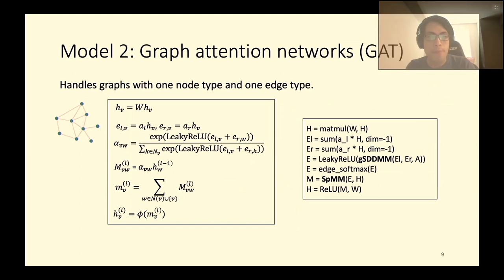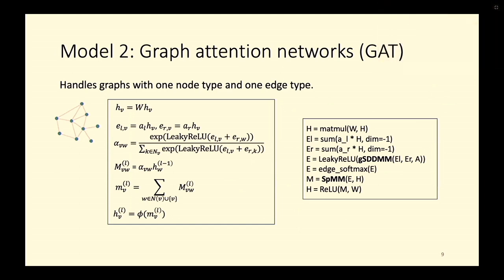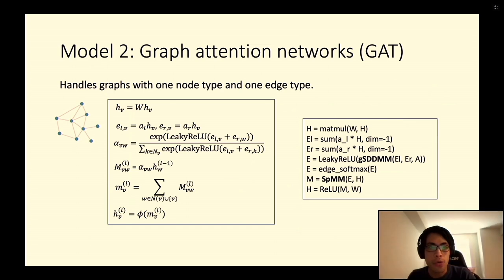And another example is a graph attention network, which is a much more complex model. In this model, we still sum the neighbor's features to compute the target node embeddings. The summation is weighted by the attention score between the neighbor node and the target node. To compute the attention score, we first project the node features to compute a new node embedding.